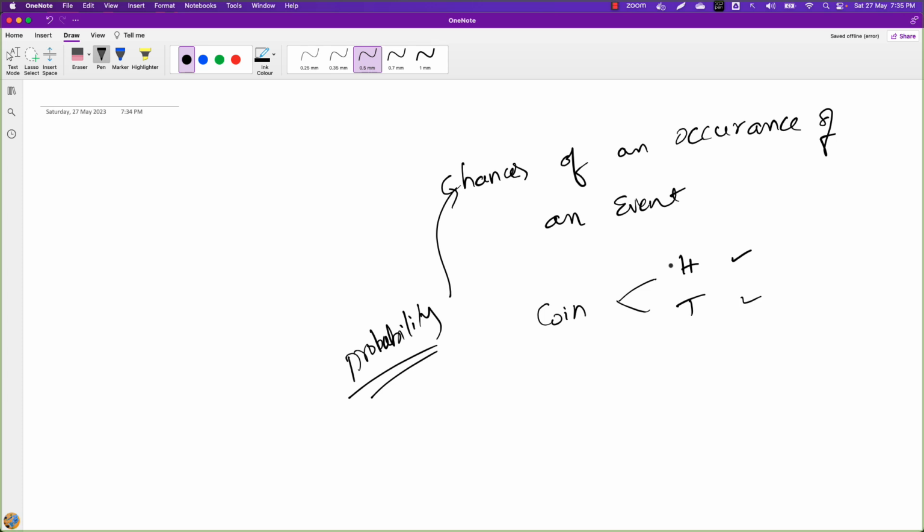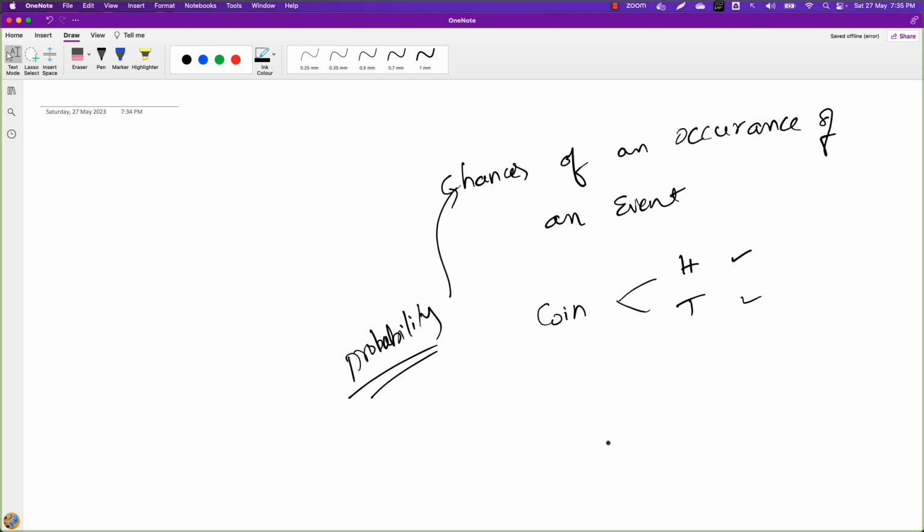When you're tossing a coin, it can be head or tail, or when you're applying for a college, you'll be selected or you'll not be selected. In all those cases, you want to express how much chance is present of that specific event happening. That is the core idea and principle behind probability.